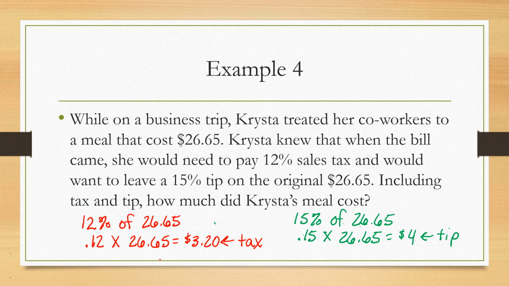Now, it is asking for her total, including tax and tip. So obviously, she still has to pay the $26.65 for the meal. She has to pay $3.20 for tax, and then she's leaving a $4 tip. So when you add those three numbers together, we get a total of $33.85.